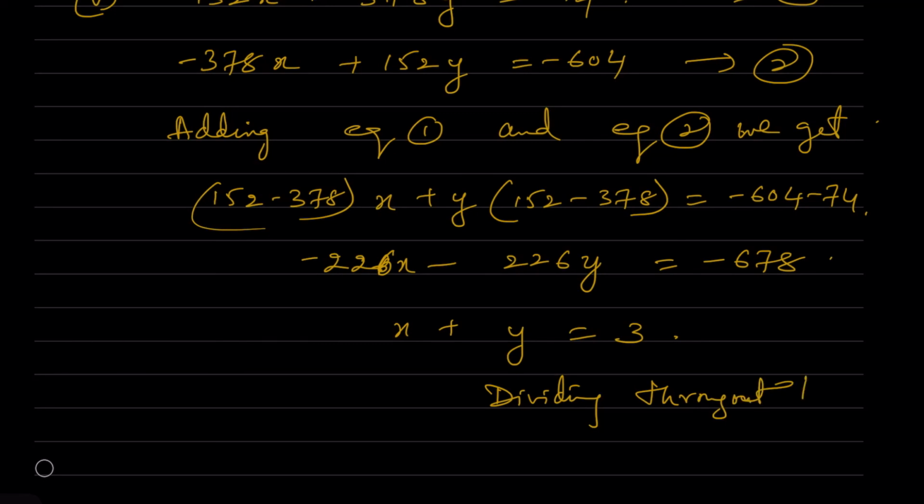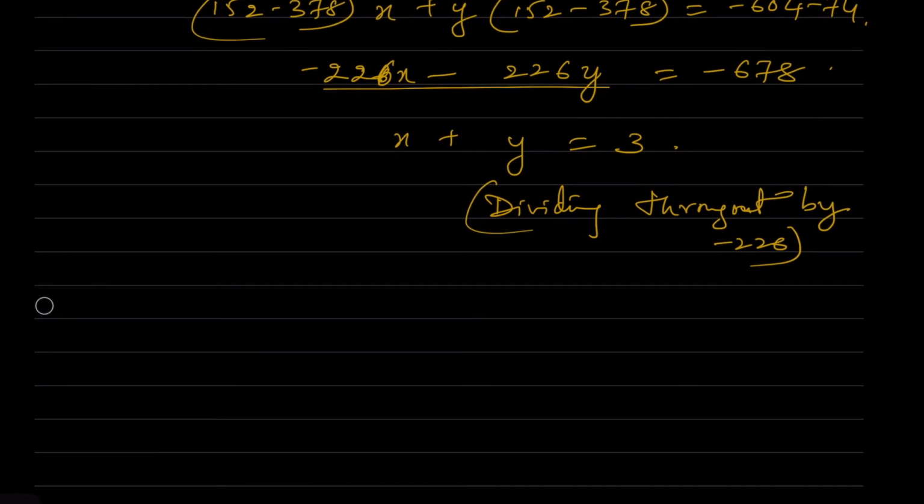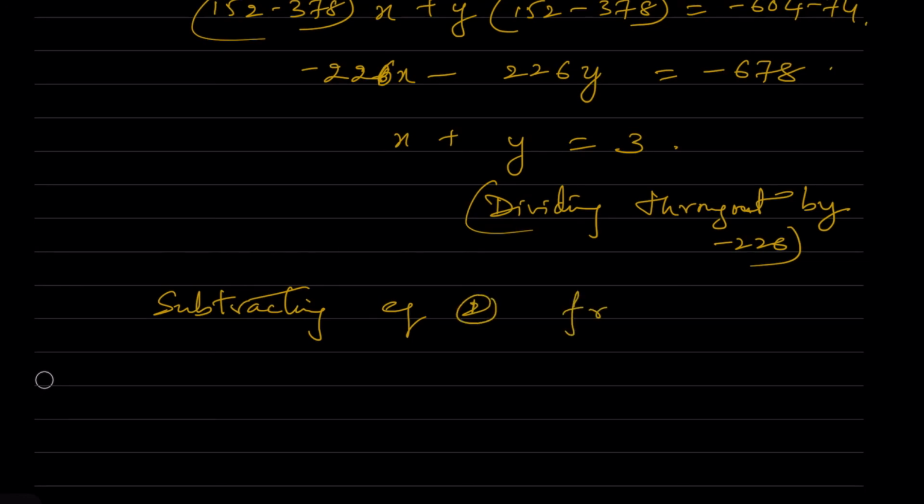Now subtracting equation 2 from equation 1. So first we added, now we are going to subtract, so that we'll get one more equation, then we'll solve those equations, because the coefficients of x and y will be a little smaller in this case. So subtracting equation 2 from equation 1, we get 152 plus 378 into x, that gives you 530.